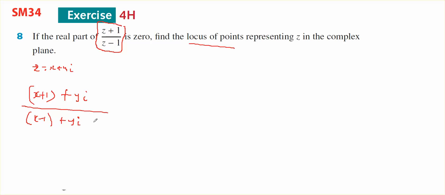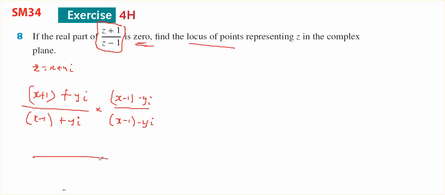Since I've got division of complex numbers, I'm going to use the complex conjugate to multiply it by. So I'm going to multiply it by x minus 1 minus yi over x minus 1 minus yi. That will make the bottom have no imaginary component, and I can take that out as a factor at the front, and the top will then have an imaginary component and a real component, and I can set the real component equal to 0.